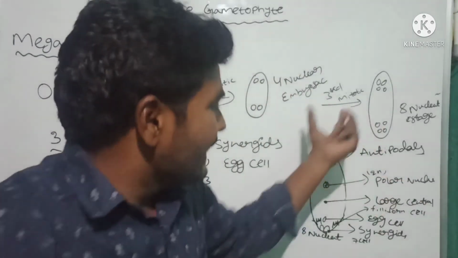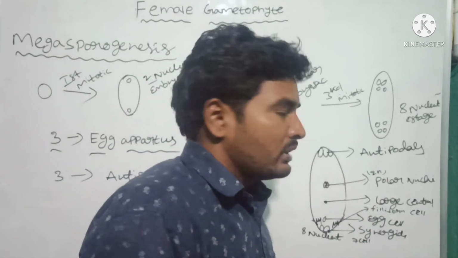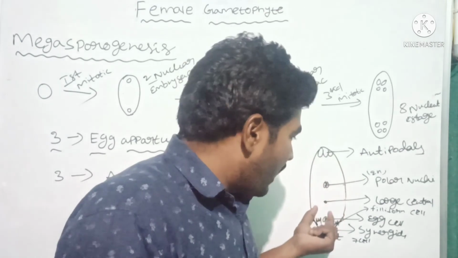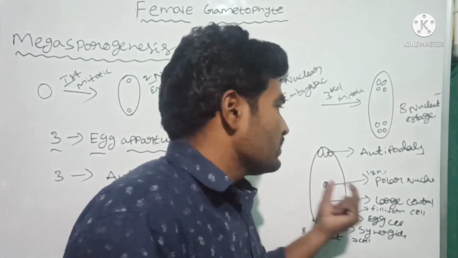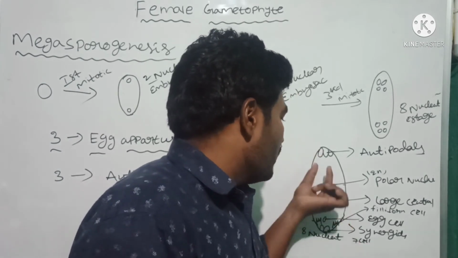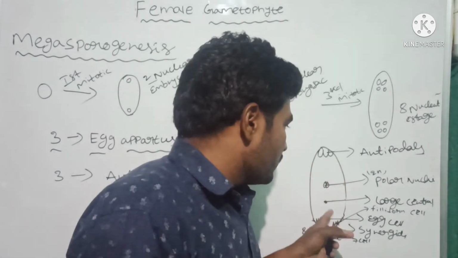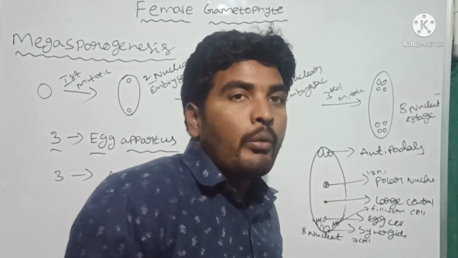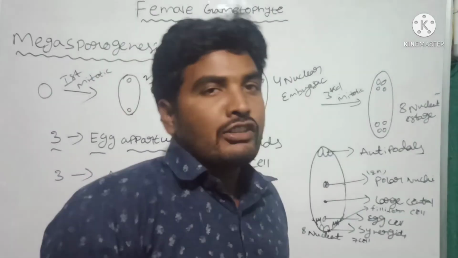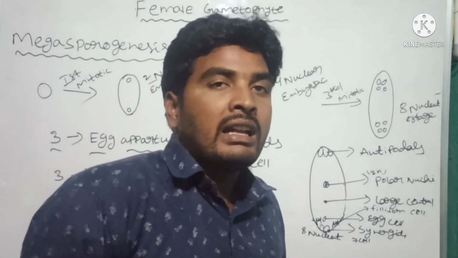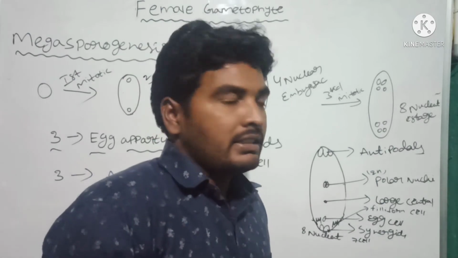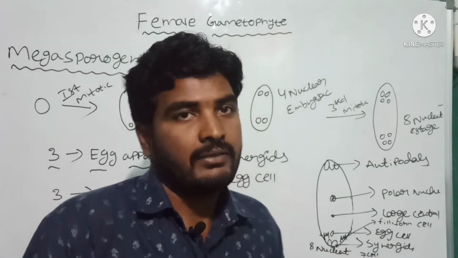In this female gametophyte or embryo sac, how many cells are there? Three and three, six, and seven. So seven cells. And how many nuclei? Three, four, five, six, seven, eight. So eight nuclei and seven cells. In angiosperms, the female gametophyte or embryo sac is eight-nucleate and seven-celled.